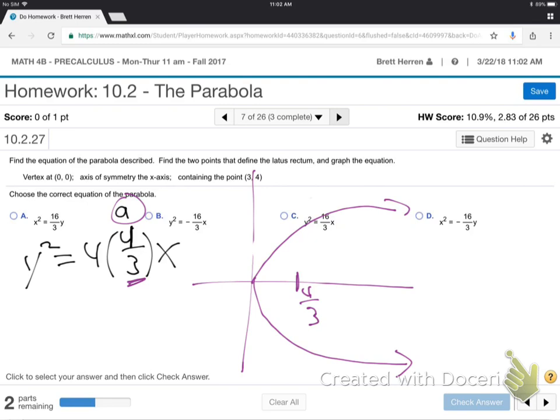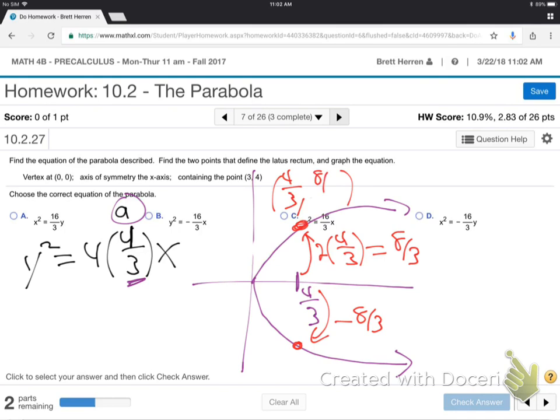Okay, great. So what are the latus rectum? Remember what the latus rectum are? 2a. Yeah, they're double that. So 2 times 4/3, which would be 8/3. And this is down 8/3. So this is over 4/3, up 8/3. And this is over 4/3, down 8/3. There are the latus rectum points.